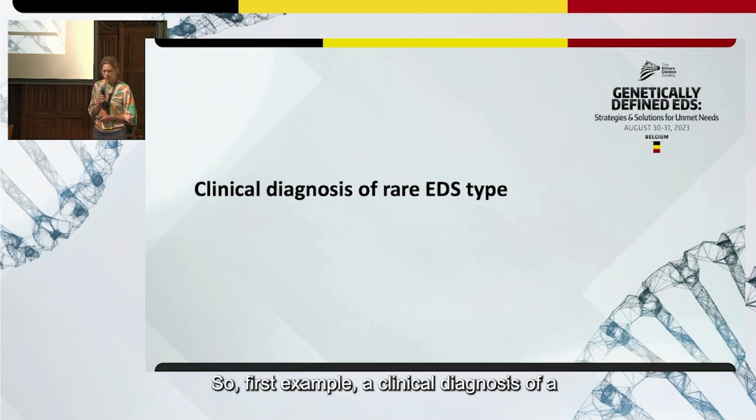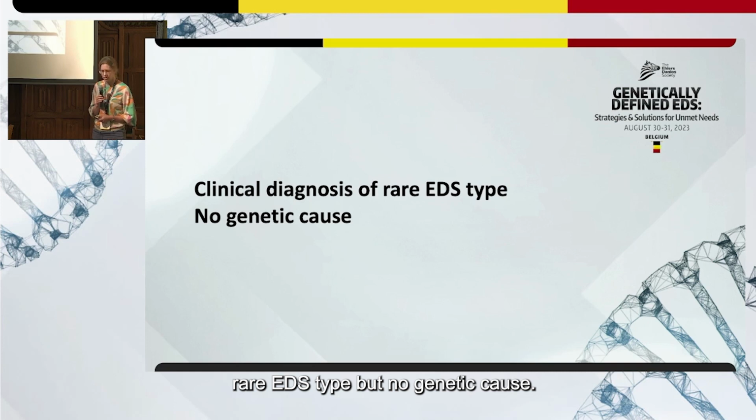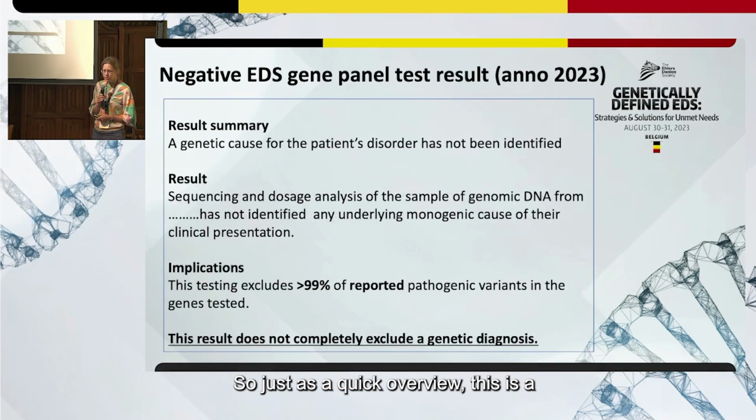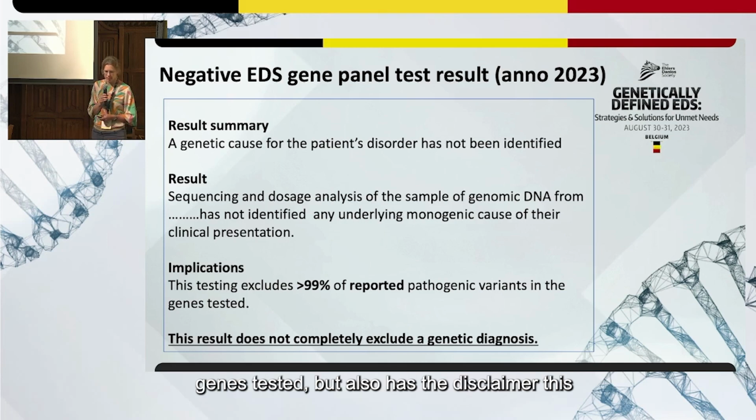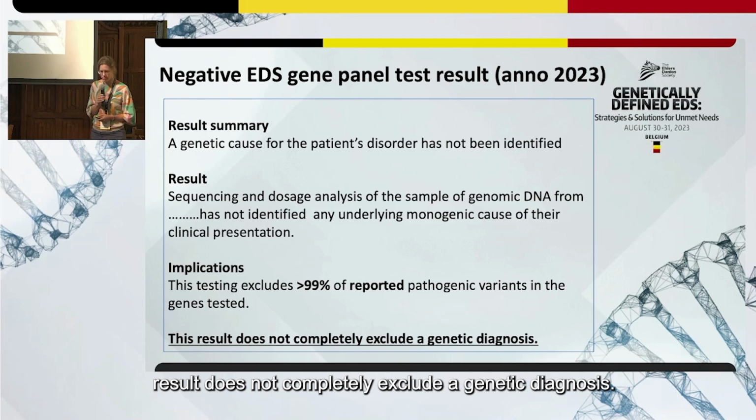So first example, a clinical diagnosis of a rare EDS type, but no genetic cause. This is a negative EDS gene panel test result, as we get it in the post or by email anno 2023. It's important to look at the implication. It says when no abnormalities have been identified, this testing excludes more than 99% of reported pathogenic variants in the genes tested, but also has the disclaimer: this result does not completely exclude a genetic diagnosis.